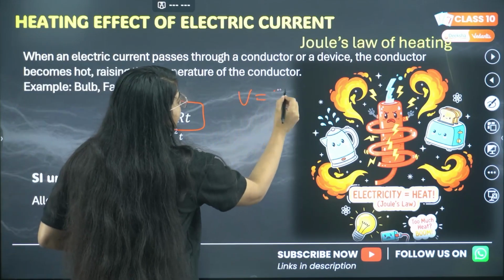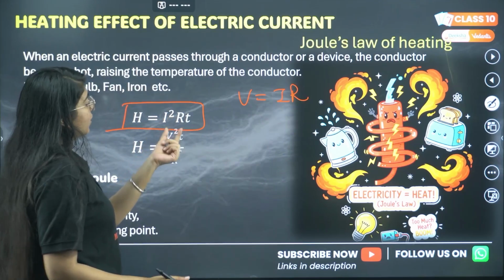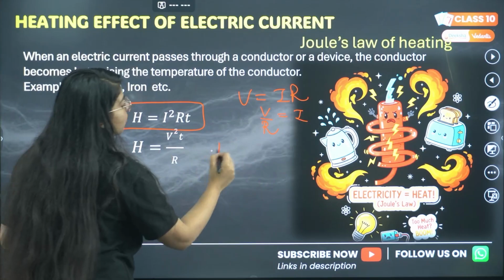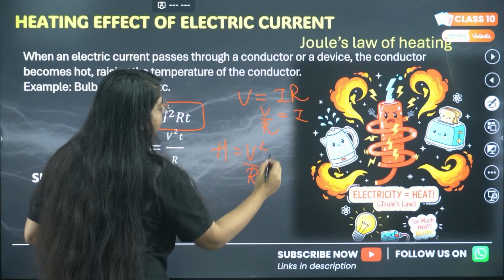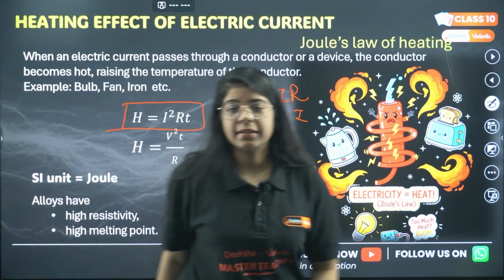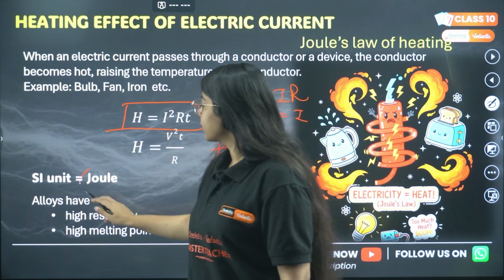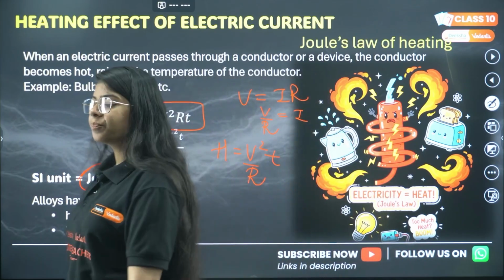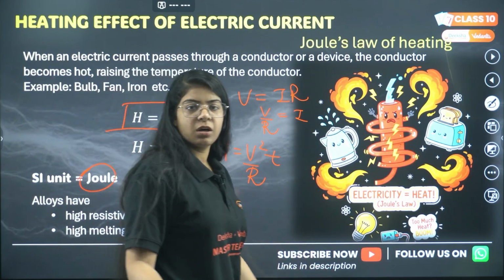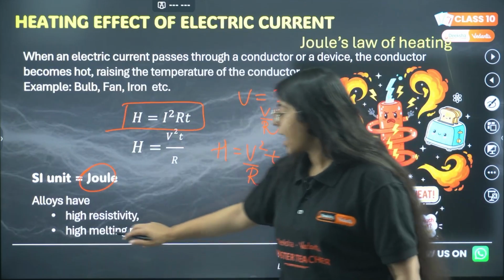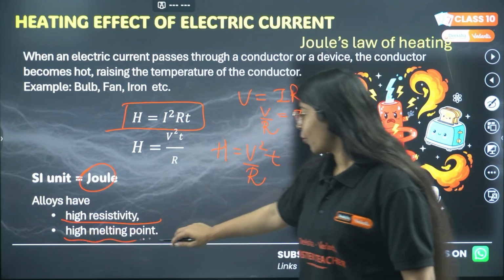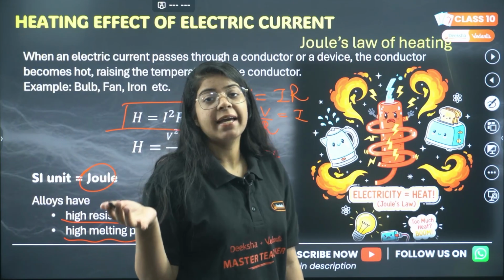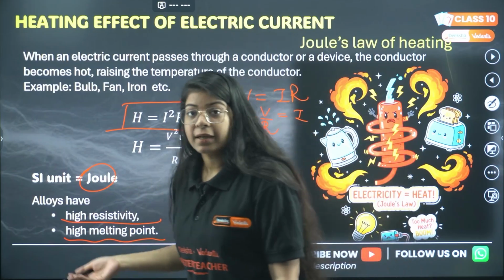Again, Ohm's law was V equals IR. If I put the value of I, which is V by R, in this formula, I will get V square by R into T. That's it. The SI unit for heating effect of electric current is again joule. Now alloys, we will study later where we'll use alloys. For now, alloys have high resistivity and high melting point. Why high melting point? Because if current passes through it and the temperature gets high, that conductor or the device might melt, right?